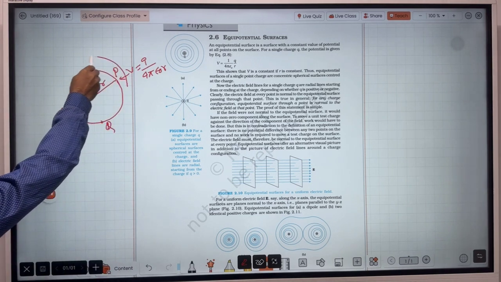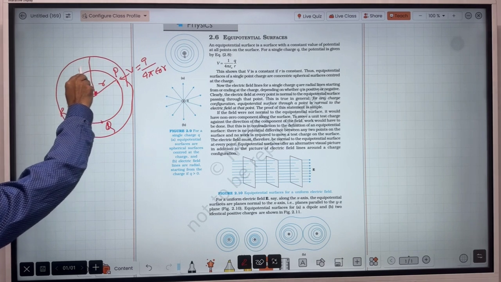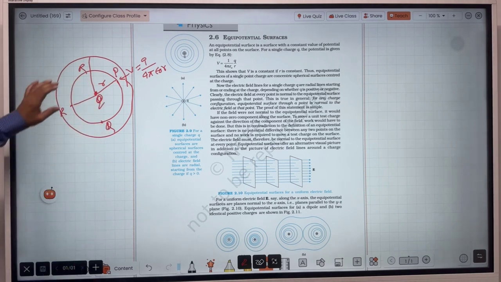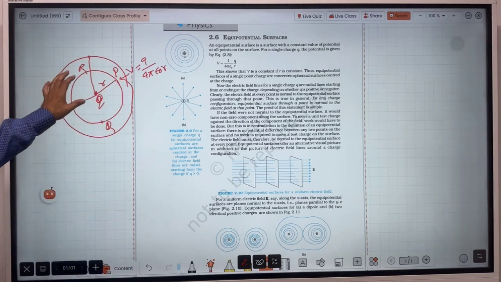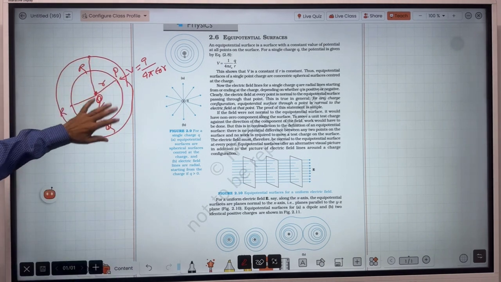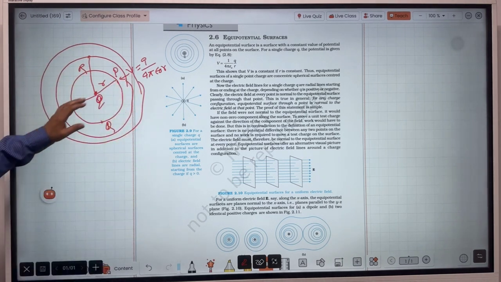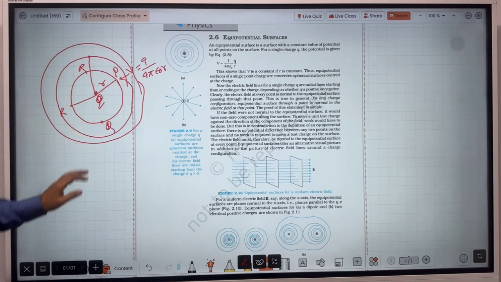Similarly, if you consider another surface at distance, say capital R, from the center, where at the center the charge is, say, small q, then if you find potential on this surface, you will see that it is constant throughout. Similarly, if you consider another surface, here also potential will be the same. So such surfaces where potentials are the same are called equipotential surfaces.